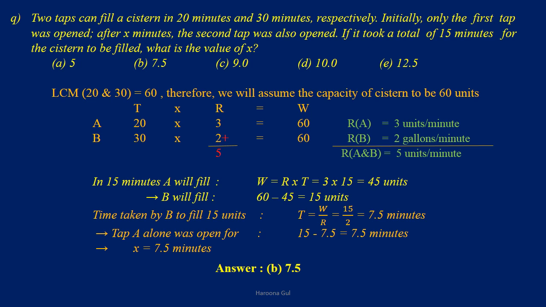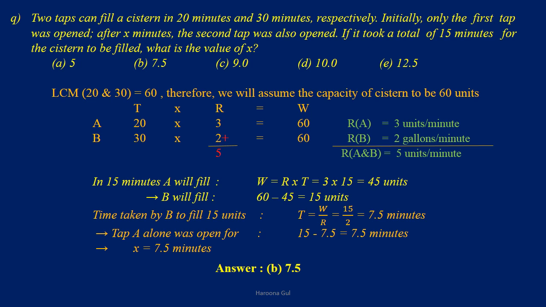Now, since the first tap is open for a total of 15 minutes with a rate of 3 gallons per minute, therefore, the first tap will fill 45 units of cistern, right? Now, the total work is equal to 60 units. Hence, B will fill 60 minus 45 is equal to 15 units, right? But we do not know in how much time.